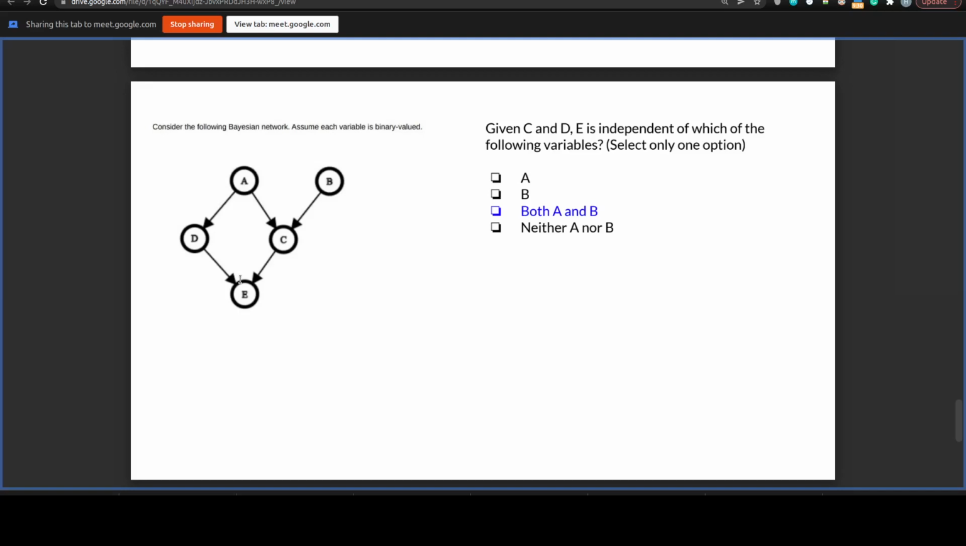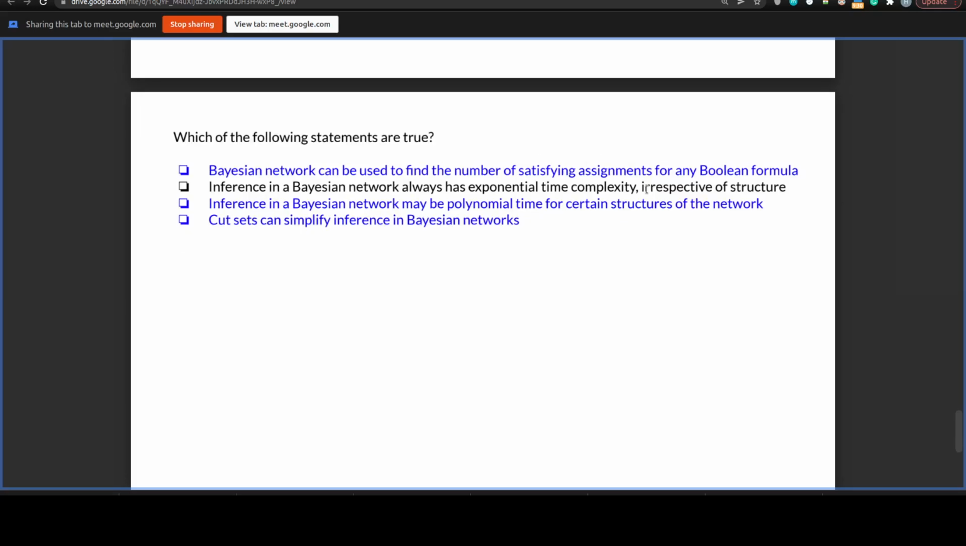Inference in a Bayesian network always has exponential time complexity irrespective of the structure. It depends on what the structure of the Bayesian network is. Let's say you have something like a Markovian structure, this inference can be very fast, because you only depend on the last variable. That's why inference can be very fast in a Markovian network. And inference in a Bayesian network may be polynomial time. If things are Markovian, you can make it very fast, because to calculate the probability of the next state, you only depend on the previous state.